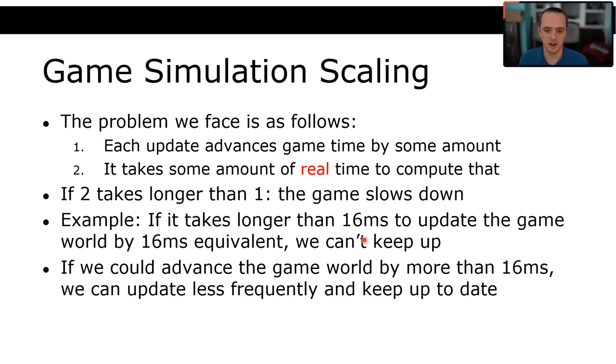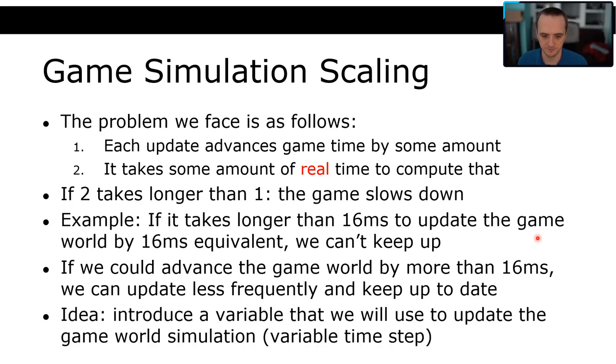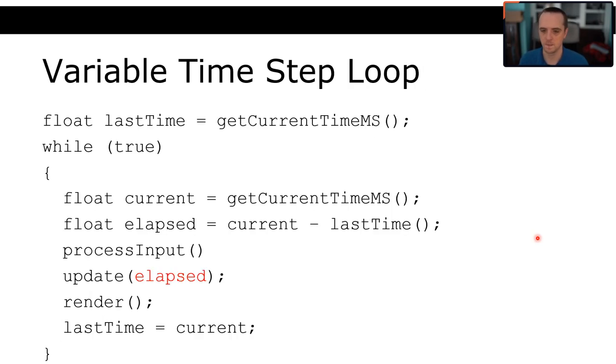We're going to be slowing things down. So if we could advance the game world by more on each frame, then what we could do is update less frequently and keep the game up to date. So what does that mean? So the idea here is to introduce a variable that we will use to update the game world simulation. And this is called a variable time step, okay? So what does that mean?